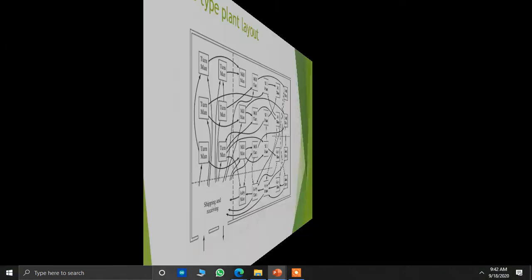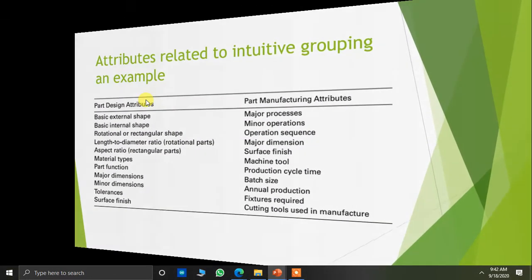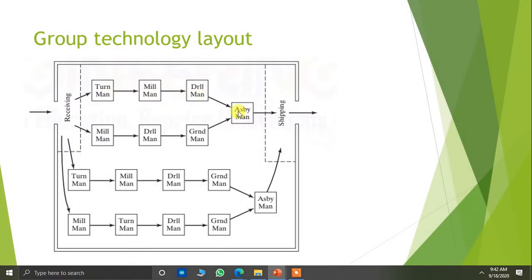Okay, have a look at this figure. It's a grouped figure, like grouped machines. Materials are received on a bay, and different materials are supplied to different processes: turning, milling, drilling, assembly. In the second process, it is milling, drilling, grinding, assembly. See, the process sequence is varying, but it is well organized.